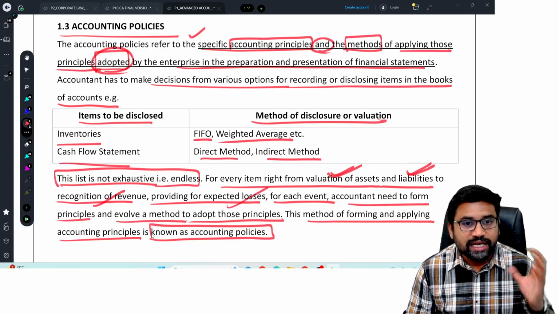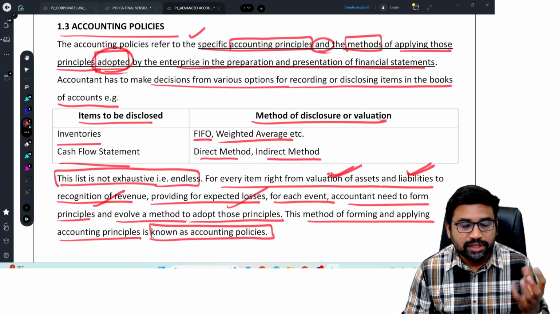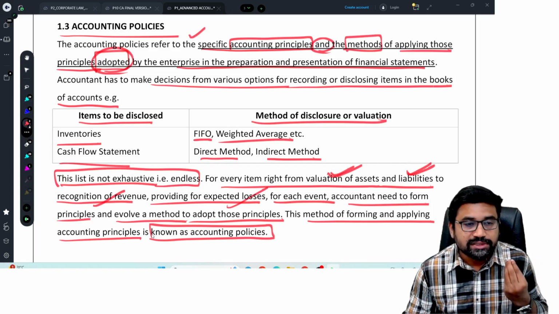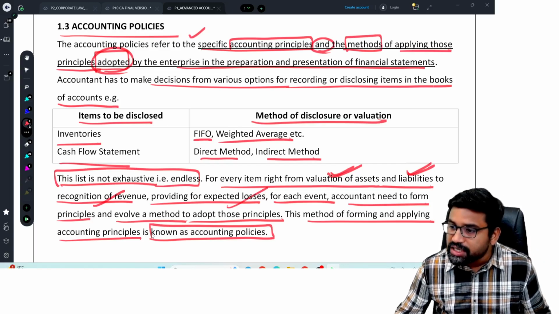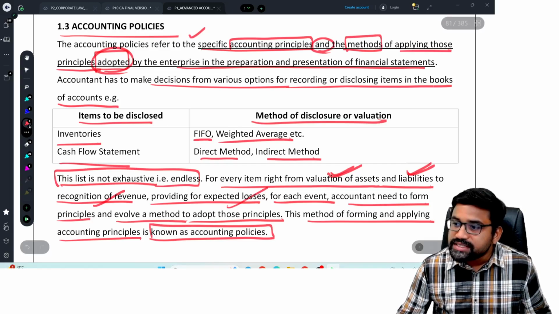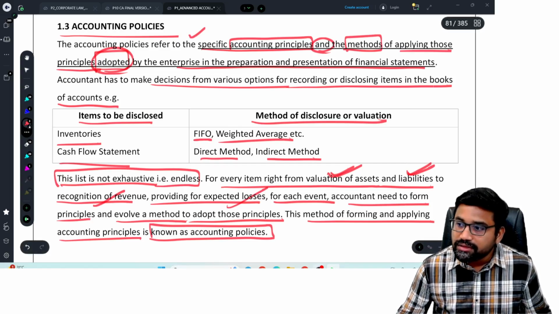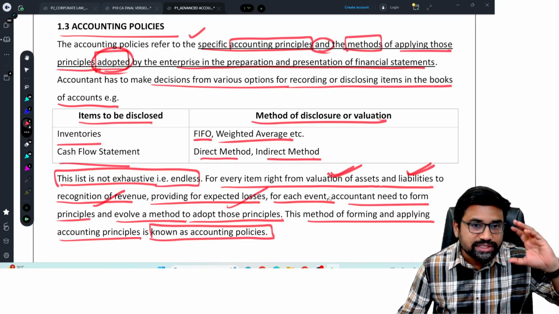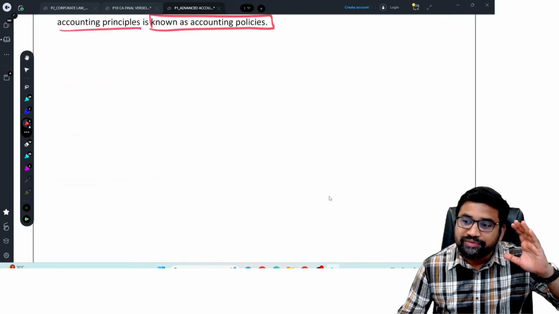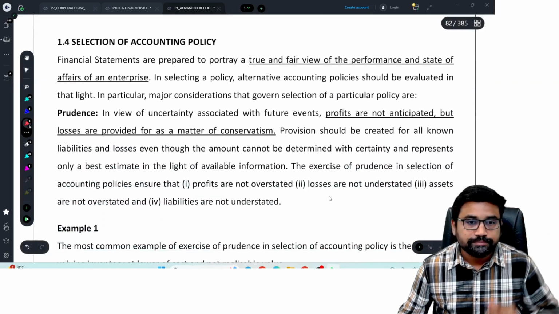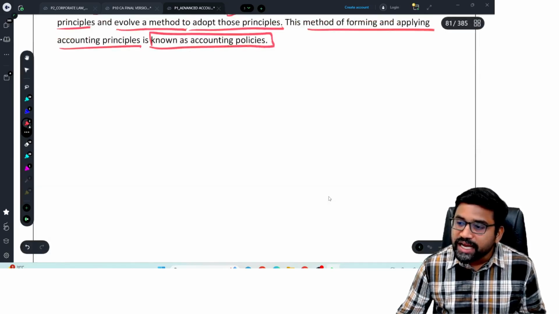So what is accounting policy? The principles and methods adopted by the enterprise in preparation and presentation of financial statements. And this is an endless list, an inexhaustive list. There is no universal list of accounting policies which is applicable to everybody. Okay. Now, why did this standard come, sir?